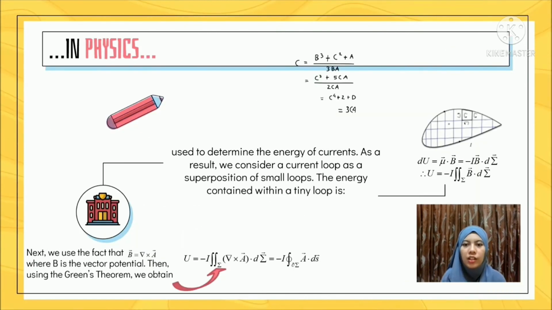Okay, for the last part in Green's theorem, in physics, Green's theorem was used to determine the energy of current, and as a result, we consider a current loop as a superposition of small loops, and the energy contained within a tiny loop can be seen in the right figure.